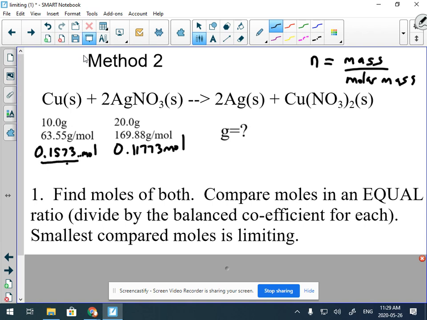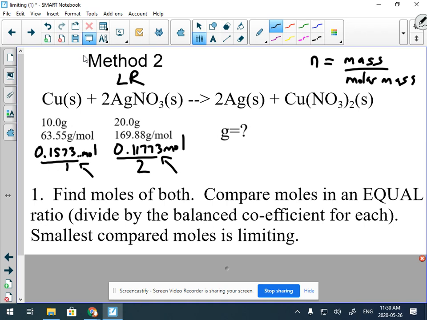So I'm going to divide this by 1 and I'm going to divide this by 2. Now, obviously which number is going to be smaller, right? This number is going to be even smaller than this number. So my limiting reagent in this case is the silver nitrate. I'm going to run out of silver nitrate before I run out of copper because it has the smallest amount of chemical moles available to the reaction.